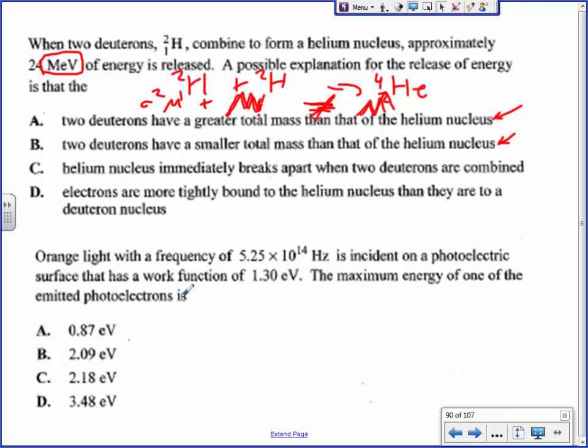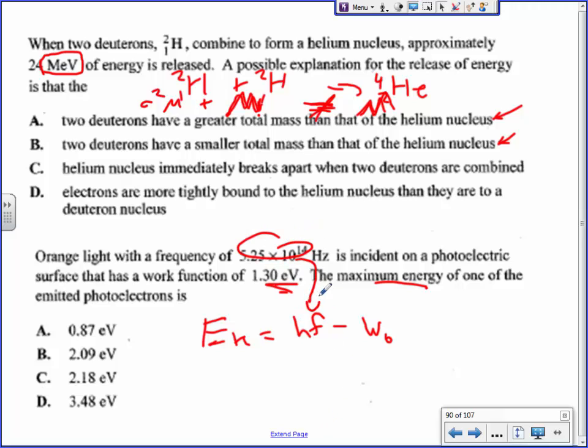Okay, here's one that's really based more on our previous unit. You've got orange light with a frequency, and we've got a work function. We want to find the maximum kinetic energy. Well, we've done this before. Your kinetic energy is really equal to Planck's constant times the frequency minus the work function. You guys remember that formula there? I mean, more or less, it's all ready to go here.